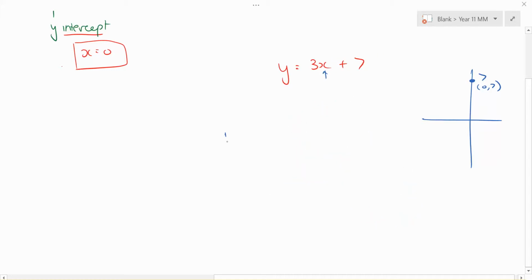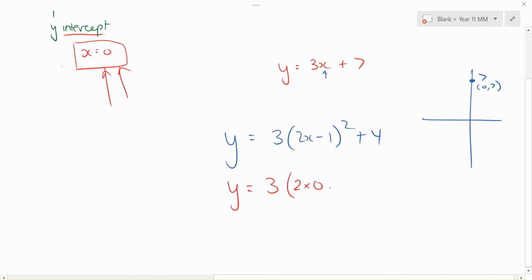Okay, any other equations? So the one I just made up before, I said 3 bracket 2x minus 1 all squared plus 4. This is not your y-intercept. Why? Because if you want to know what your y-intercept is, it's when x is 0. So you want to work it out. Y equals 3 times, and 2 times 0, because that's what we said. X is always 0, right? X is always 0. Minus 1 squared plus 4.